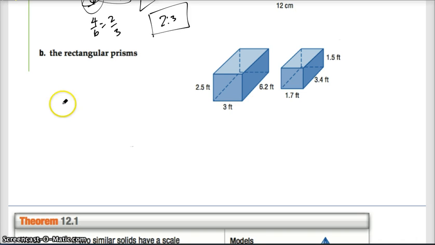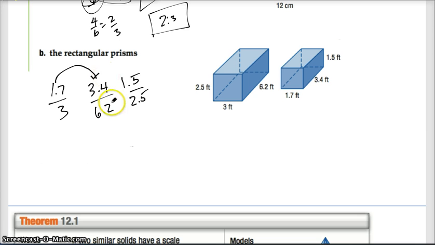So we can look at 1.7 to 3 and 3.4 to 6.2 and 1.5 to 2.5. And already I get the sense that this isn't the case, because if I look at 1.7, 1.7 doubled is 3.4, and 3 doubled would be 6 and not 6.2. So that indicates to me that the ratios here aren't the same.